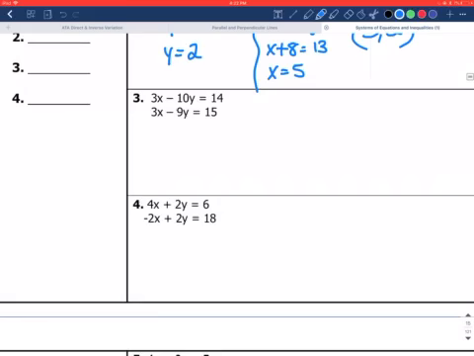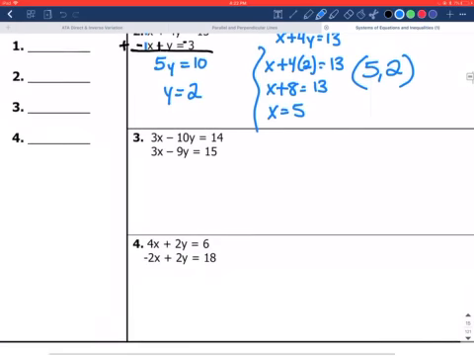All right, so skimming down to number 4. Or better yet, I'll go ahead and do 3 with you, because the next set, we have only one page of notes on this. So the 3x's are the same. We're going to change that so that we have a different sign, and then we're going to add straight down. So the 3x's will cancel out. We have a negative 10y and a positive 9y, which will give me a negative 1y. And we have a 14 plus a negative 15, and that'll give me a negative 1. So y will equal 1.